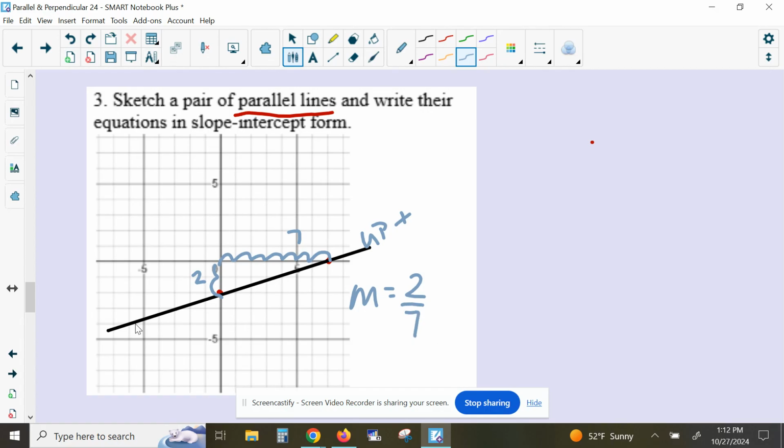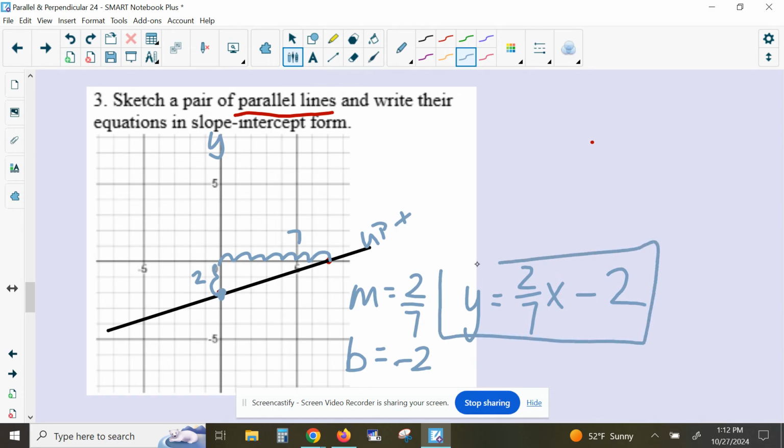In order to write my equation, I also need my y-intercept. So if I look at my picture, my y-intercept is where it crosses my y-axis, and it crosses it right here. Bam, my y-intercept is right there at down 2, so my b is -2. So the equation of this first line that I made is y equals 2 over 7 x minus 2. So that is my first line I drew.